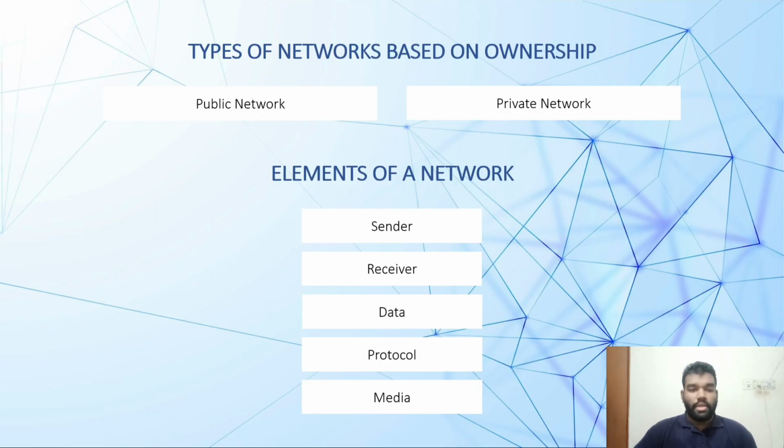Networks can also be classified by ownership. These are public networks and private networks. Public networks are the networks that are open for anyone to use, offering wide accessibility but less security, while private networks are restricted to specific devices or users, providing higher speed and security.